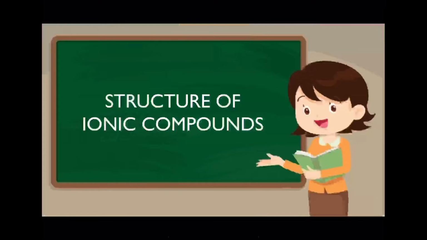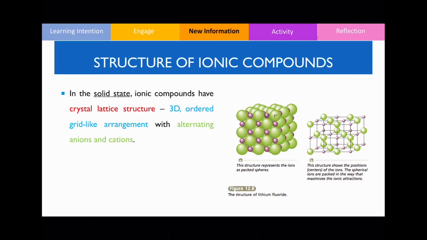The first thing that we're going to be looking at is the structure of ionic compounds. In the solid state, ionic compounds are said to have a crystal lattice structure. Now, you're probably already familiar with what the word lattice means, but in the case of ionic compounds, we also refer to it as a crystal because it has a neat, organized structure, similar to that of a metal. It has a nice ordered, grid-like arrangement, as demonstrated by this diagram over here.